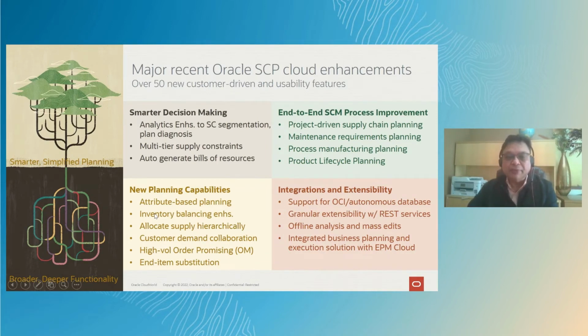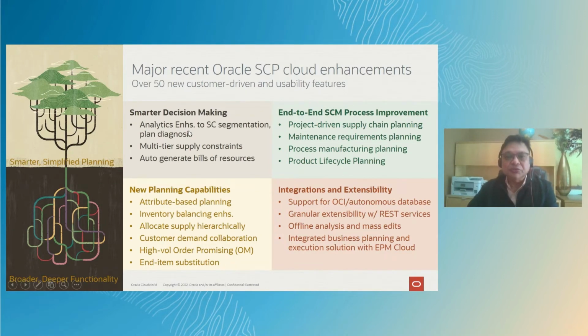So, in terms of new planning capability, the first two I will cover: allocate supply hierarchically, to have two-level allocation of supply in our backlog management solution, by region and channel, or segments and regions. Also, be able to collaborate with customers, use their forecast, and synchronize that to the demand consensus process. Very high volume order promising, which we have already delivered. End item substitution, to substitute an item when the original item is recalled or in short supply.